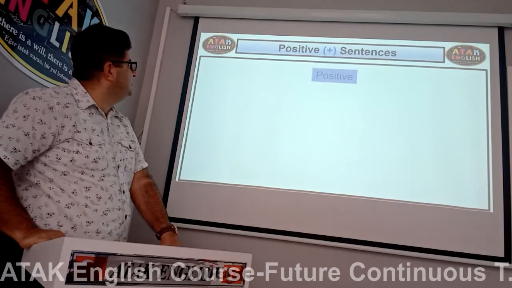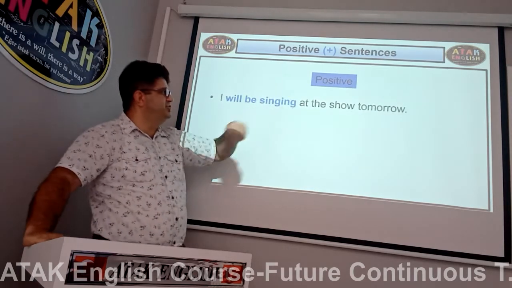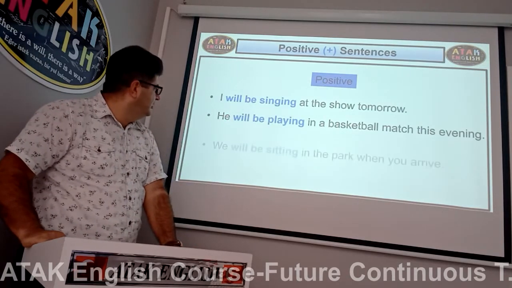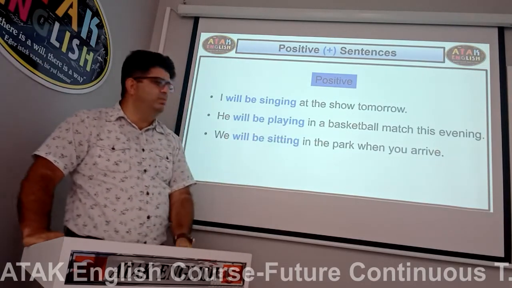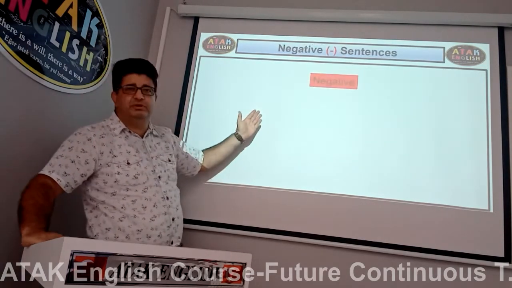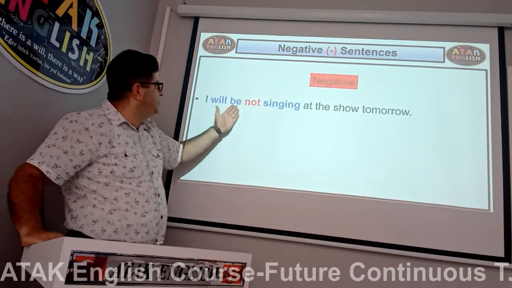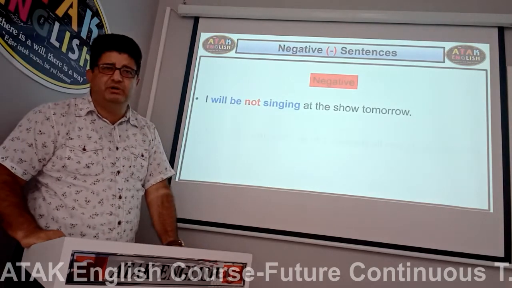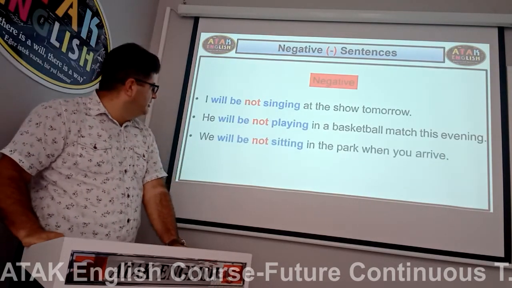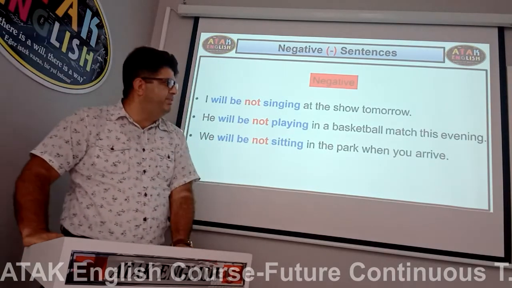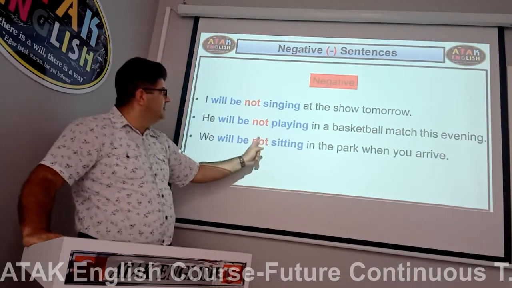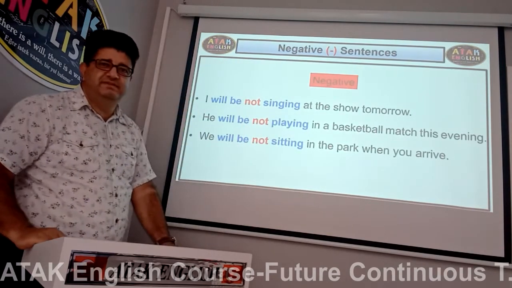Let's see the positive one. I will be singing at the show tomorrow. He will be playing in a basketball match this evening. We will be sitting in the park when you arrive. That's the positive form. In negative form, as usual, we're just going to put not. I will be not singing at the show tomorrow. He will be not playing in a basketball match this evening. And we will be not sitting in the park when you arrive. Just by putting not, we make a negative sentence.